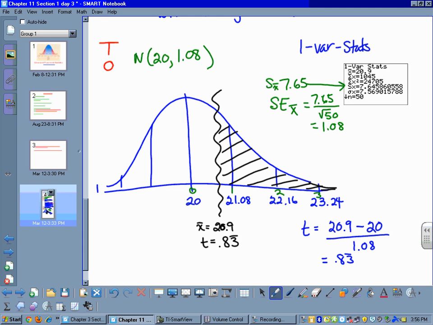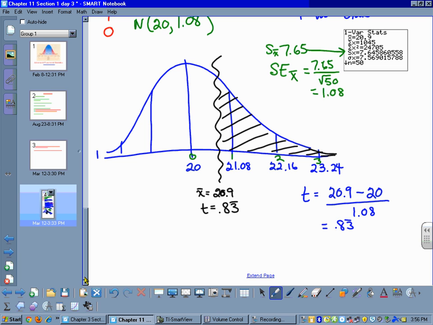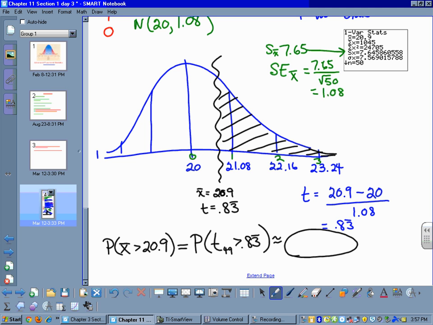All right, now I have to obtain the p-value, but first let me write my notation. What is the probability I could get an X bar as high as $20.90 or higher, that's greater than, which is approximately a t with 49 degrees of freedom of 0.83 or higher? That's what I'm looking for. This answer will help me make my decision.